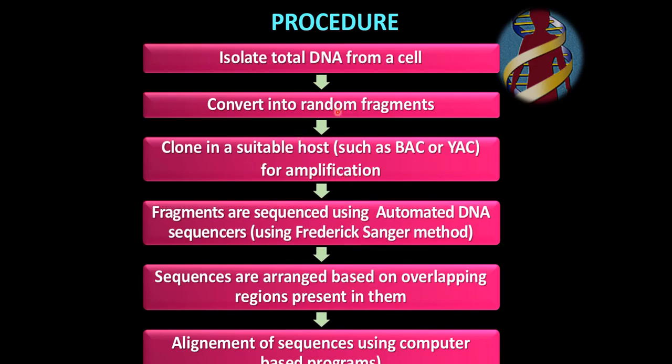So here these fragments of the DNA are amplified by transferring them into BAC or into YAC. Why do we need to amplify them? So that we can easily study the sequence present on those fragments. After that, fragments are sequenced using automated DNA sequencers. So here a specific type of machines, you can say computerized machines, are used for the sequencing of these fragments.